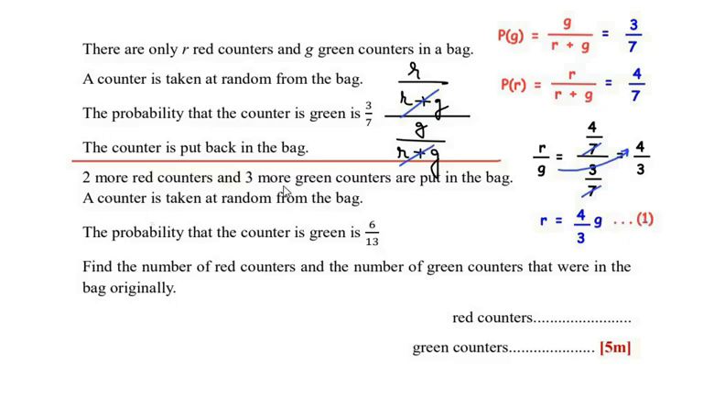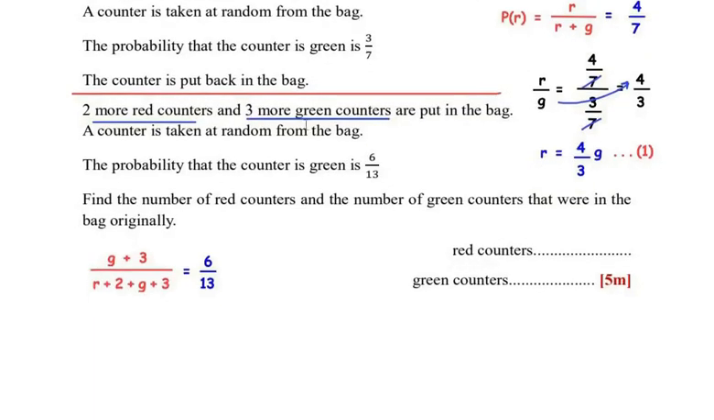Now let us look at the second case. That is, 2 more red counters and 3 more green counters are put in the bag. So the probability of getting a green counter is going to be now g plus 3, because total number of green counters has increased by 3 now. So g plus 3 divided by the total number of counters will change. That is, number of red counters is being increased by 2. So we get r plus 2 plus number of green counters becomes g plus 3. And this is equal to, that is, the probability that the counter is green is given as 6/13.